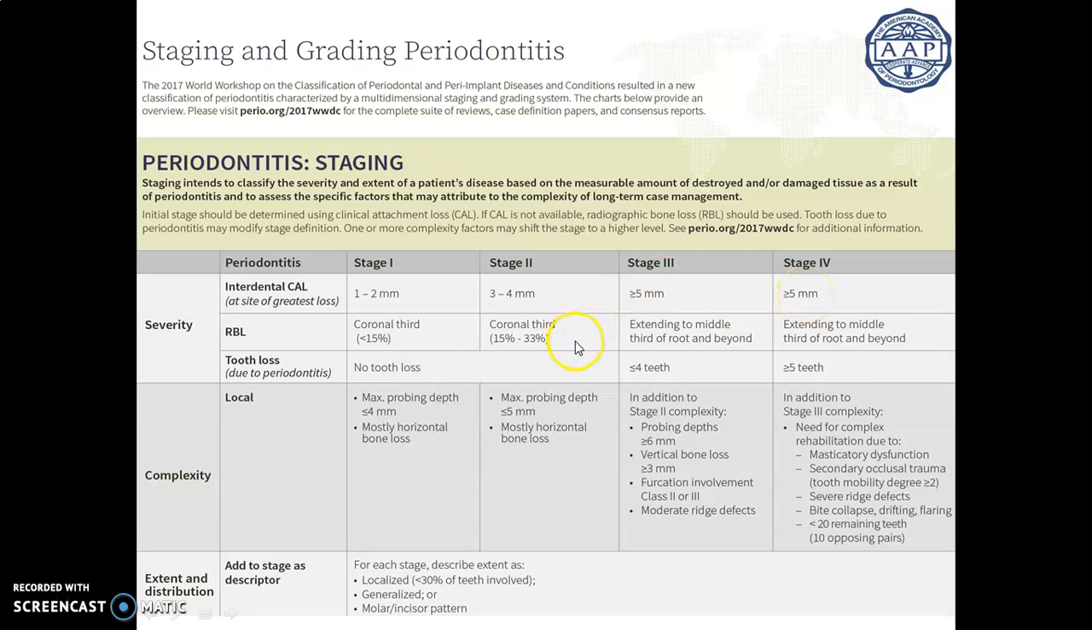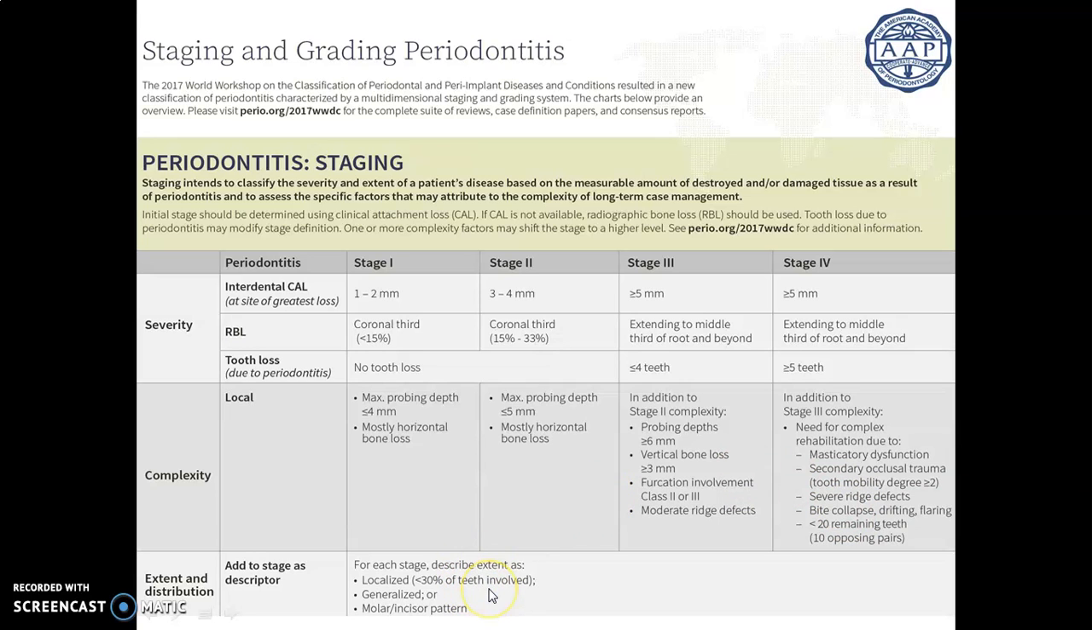Here the bone loss in stage 2 is still in the coronal third, then it extends to the middle third of the root and beyond, and in stage 4 you can see it is increasing. In stage 1 and stage 2, aspirant, there is no tooth loss, whereas in stage 3 or 4 tooth loss is there, around 4 to 5 teeth can be lost. Also probing depth will increase as the stage increases. In stage 2 we can see 5 mm, in stage 3 6 mm, and in stage 4 it is maximum. And in stage 4 we can see other things, like secondary occlusal trauma, masticatory problems, ridge defect, sometimes bite collapse, and drifting is also seen.